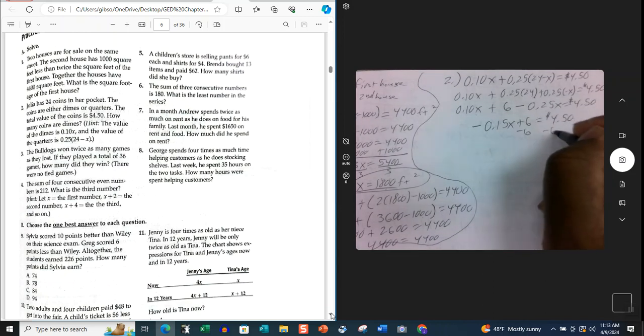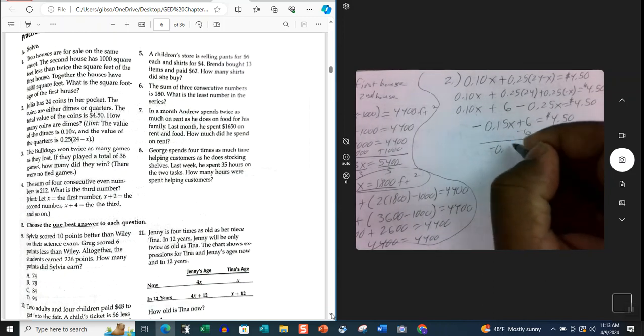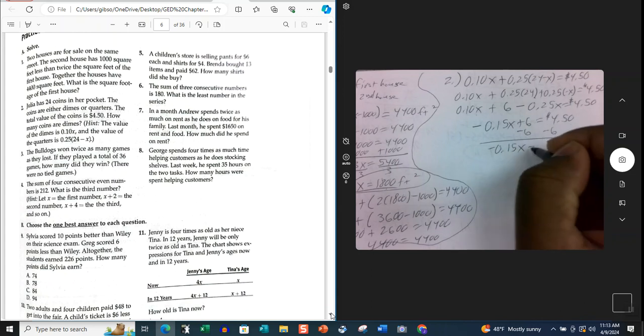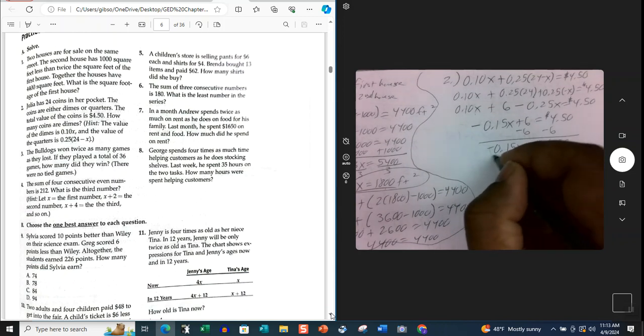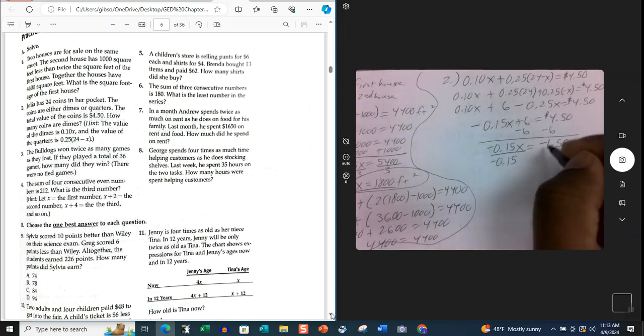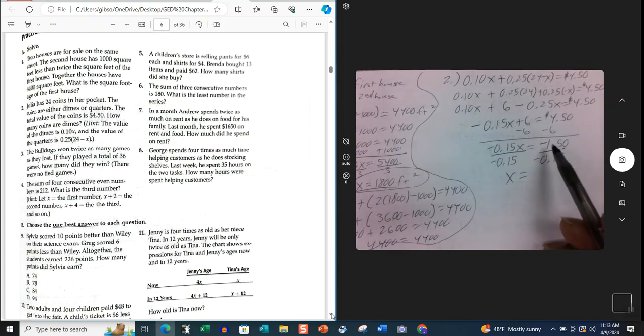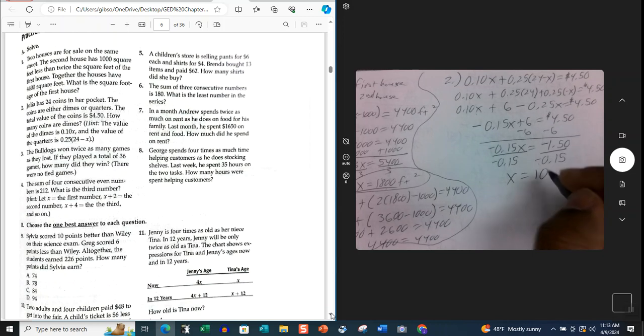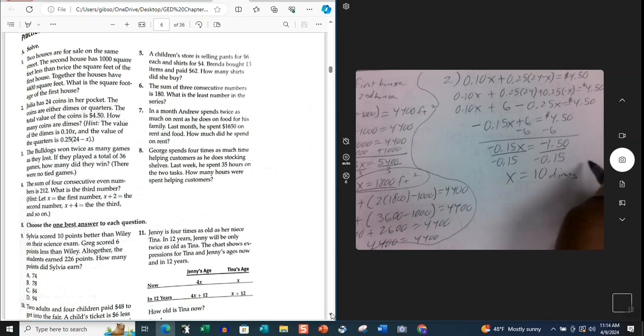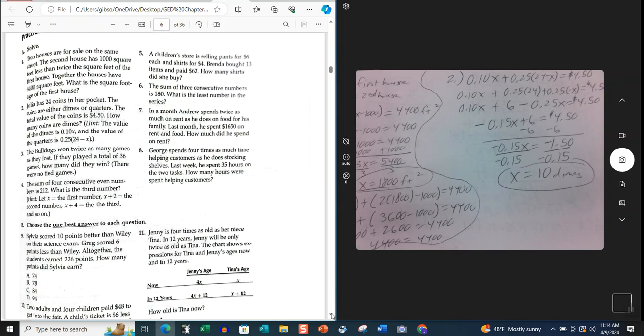We'll subtract 6 on both sides. So negative 0.15x is equal to negative 1.50. We'll divide each side by negative 0.15. So we have x is equal to, now a negative divided by a negative is positive. Negative 1.50 divided by negative 0.15 is actually 10. So x is 10, so it's 10 dimes. That's how many dimes you have, is 10.